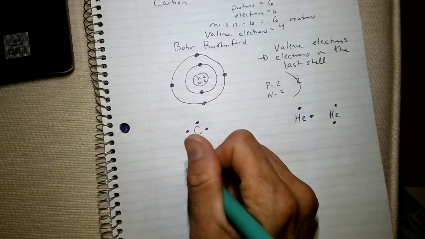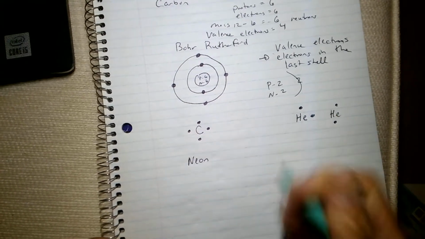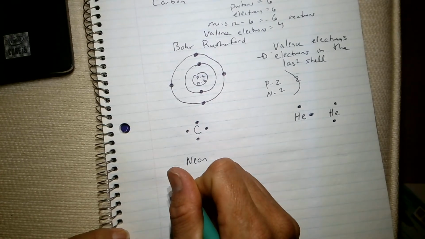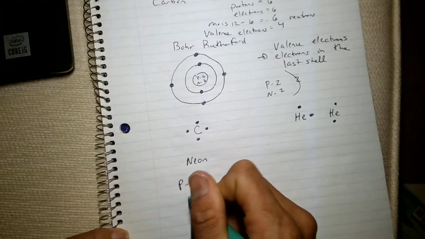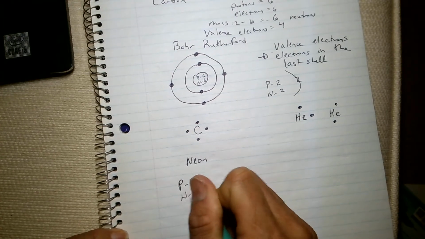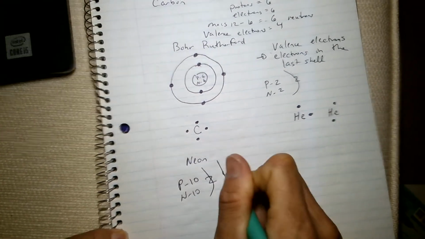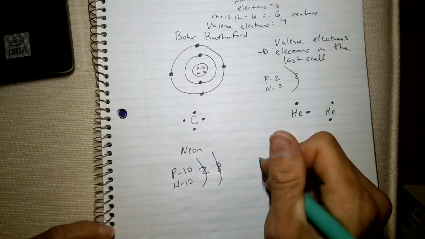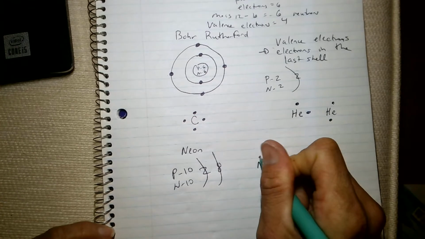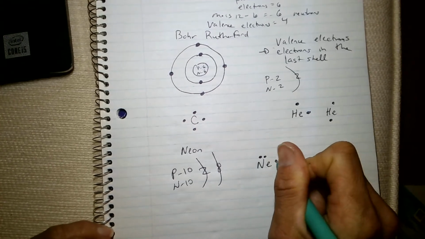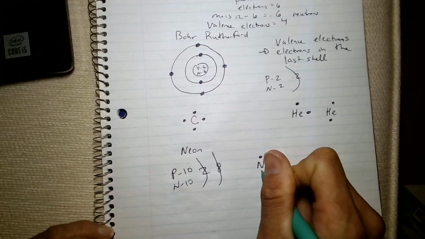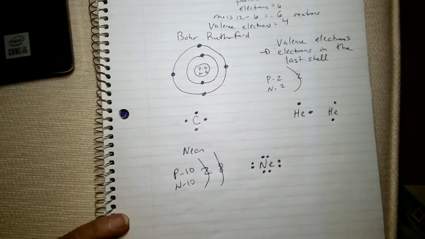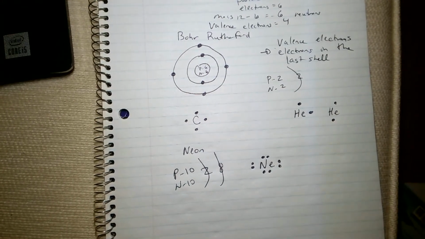So let's do neon. I'm just going to quickly go through the Bohr-Rutherford, the shorthand one. Neon has 10 protons and 10 neutrons. It has 2 in the first shell, 8 in the second shell. So the electron dot diagram for neon, I do kind of in a box, like so. Bam, bam, bam. That's the electron dot diagram for neon.